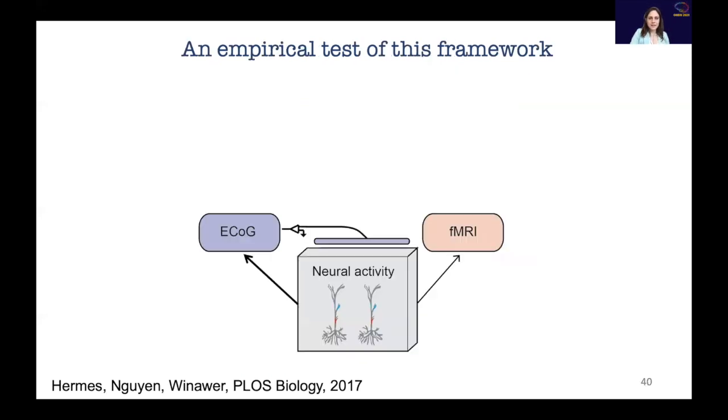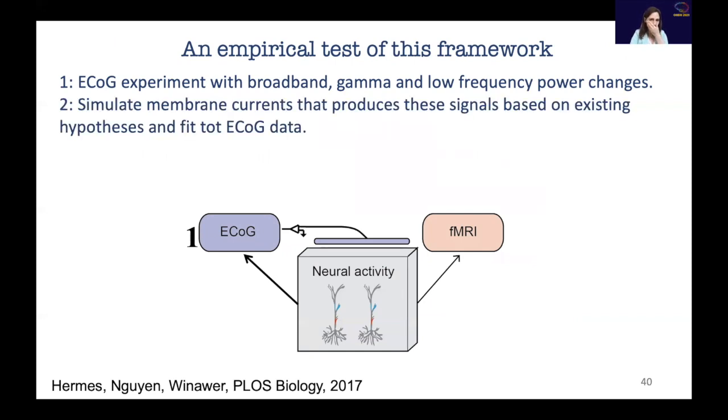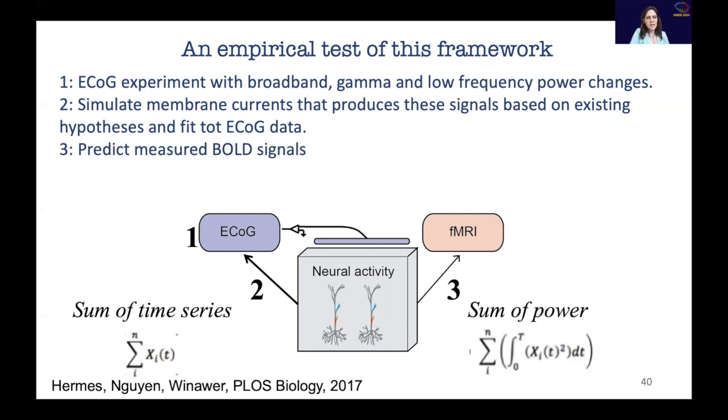So how do we test this framework? And we wanted to empirically test it. So we needed an ECOG experiment with broadband, gamma, and low frequency power changes, simulate membrane currents that produce these 3 different signals based on existing hypotheses, and fit that to ECOG data by taking the sum of the time series. And then we could test whether we could also predict measured volt signals.